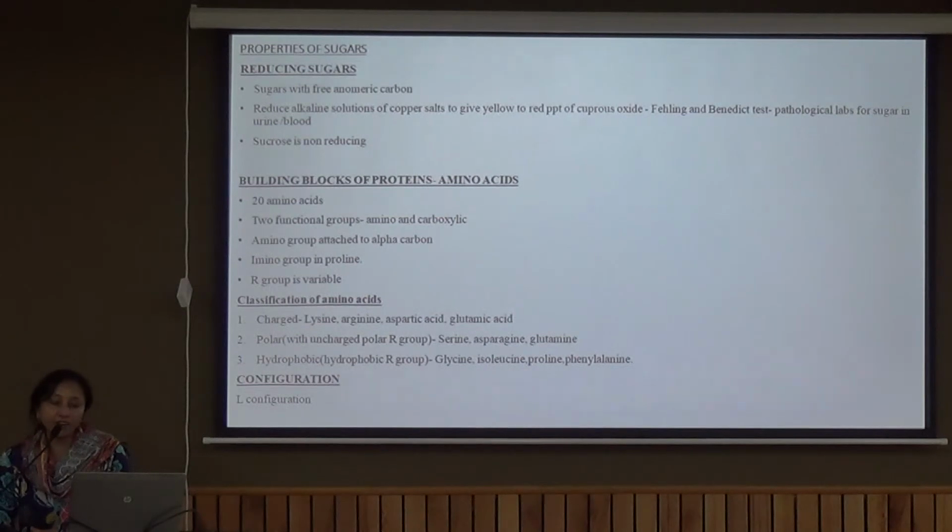Now, how do we classify amino acids? We have charged amino acids, having a positive or a negative charge on the R group. Lysine, arginine and histidine are positively charged. Two are negatively charged, that is aspartic acid and glutamic acid. Then, the second part, we have polar amino acids with an uncharged polar R group, that is, they are polar but uncharged. Examples: serine, asparagine, glutamine.